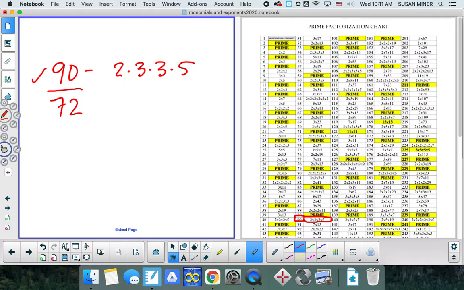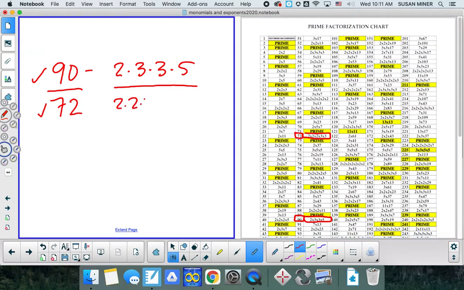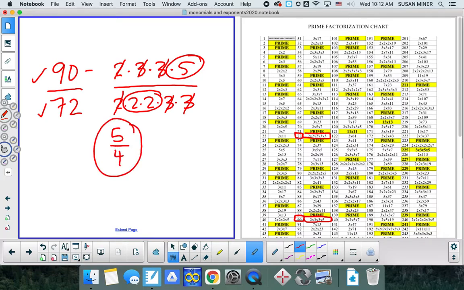Then I need to reduce the number 72. And so I look up here at the number 72. Here is its prime factorization. 2 times 2 times 2 times 3 times 3. And then I can just go through and cancel out the pairs of numbers that cancel, and I can see what I have left over. 5/4.